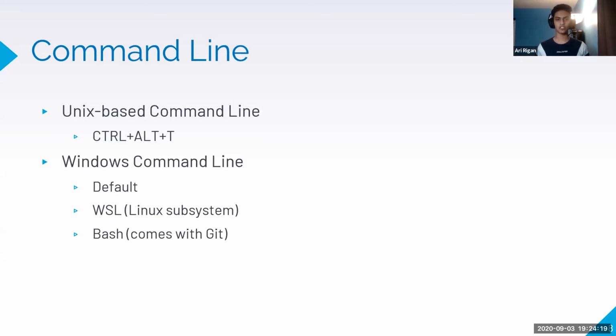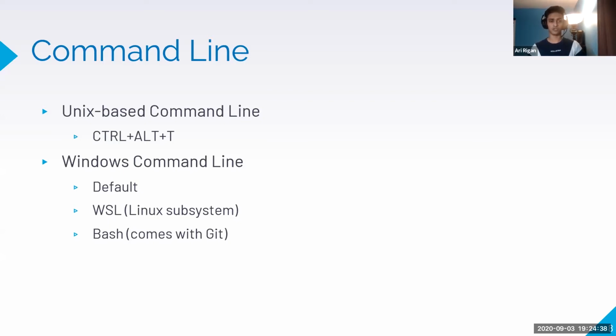There's another way to get a Unix-based command line on Windows without using the Linux subsystem. That's Bash, which comes with Git. For those of you that are not familiar with it, we'll get through the installation instructions. We'll send out an assignment and instructions on how to install Git and how to get familiar with all this.